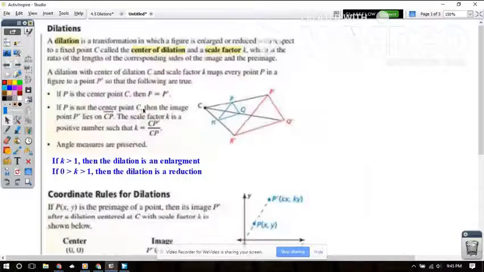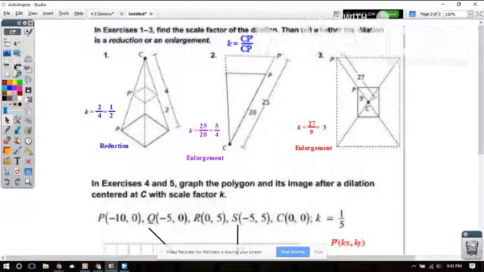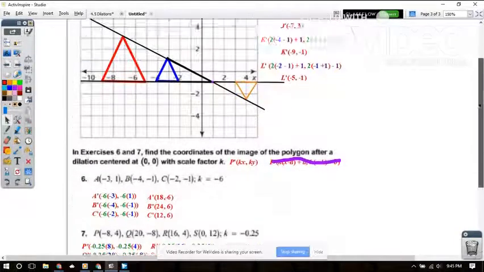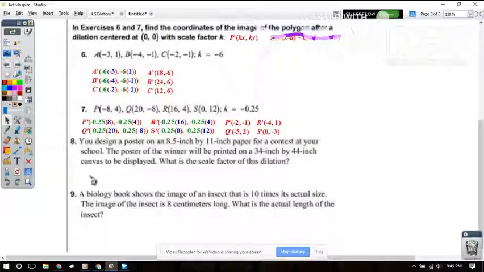Well, if you remember, we said scale factor, that's CP prime over CP. We also said that it was P prime Q prime over PQ. As I said, it's new over old. Just like doing percentage change, things like that you've done before. This is the new distance over the old distance. So in this case, the new distance is going to be this enlargement. The old distance, the original, is what you drew.